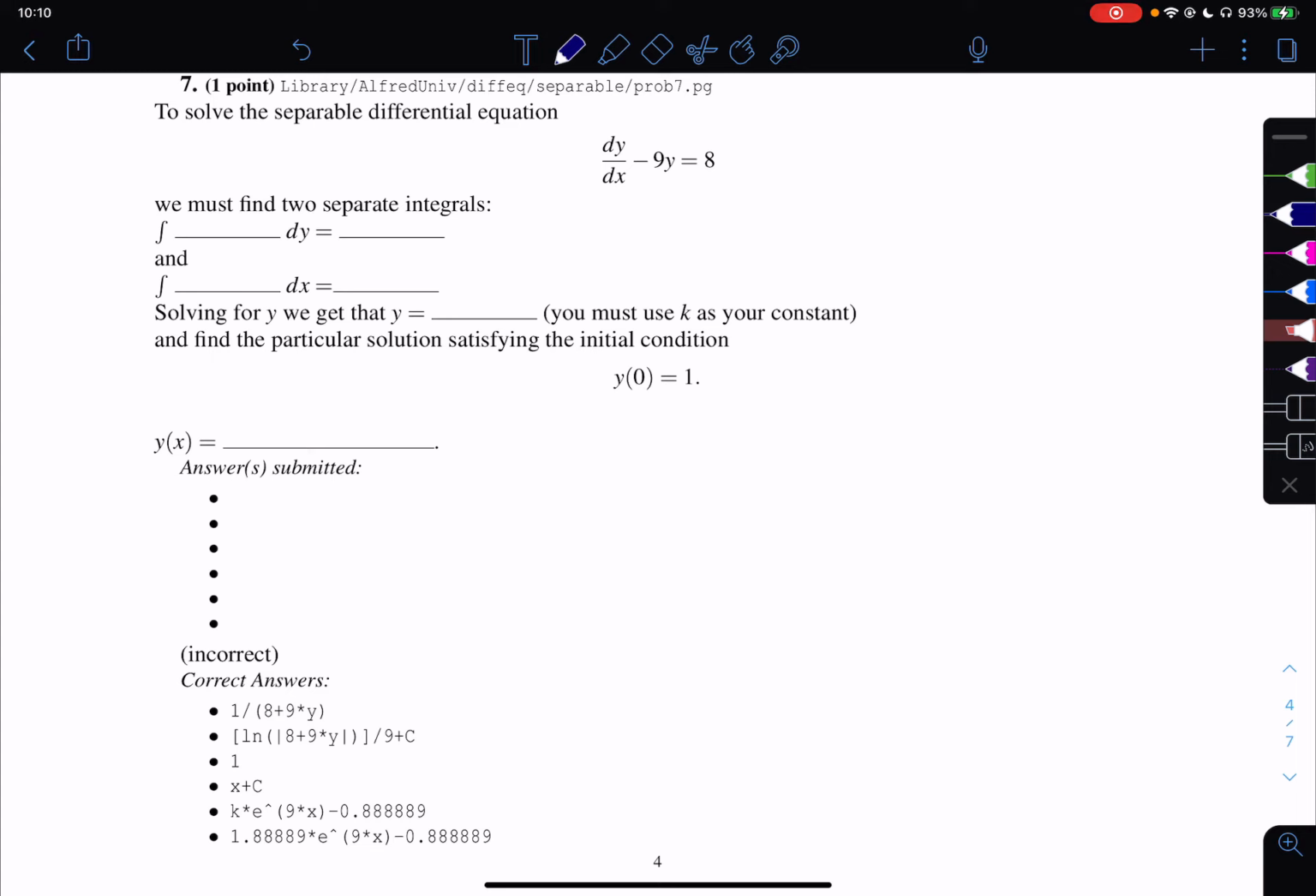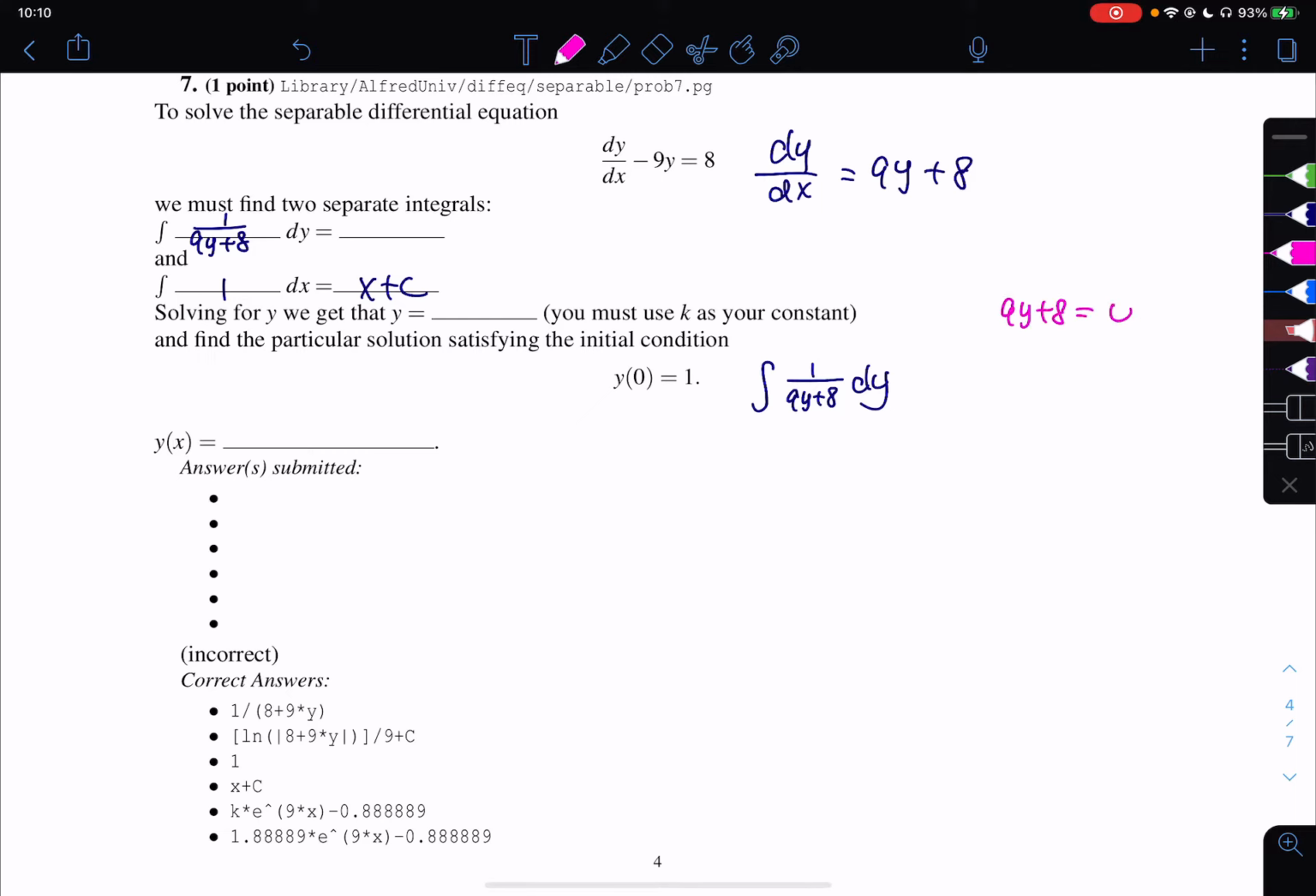Our next problem is dy over dx equals 9y plus 8. Hence, your problem is the antiderivative of 1 over 9y plus 8, and then you have 1, so this is x plus c. The antiderivative of 1 over 9y plus 8 dy is supposed to be setting 9y plus 8 to be u, so 9 dy is supposed to be du, hence 1 dy is supposed to be 1 over 9 du. So the problem is the same as the antiderivative of 1 over 9 u du.